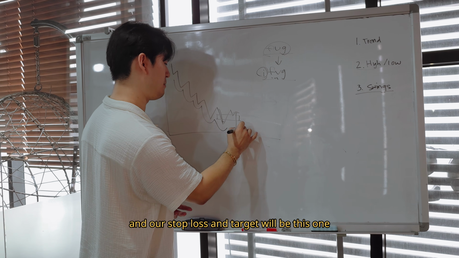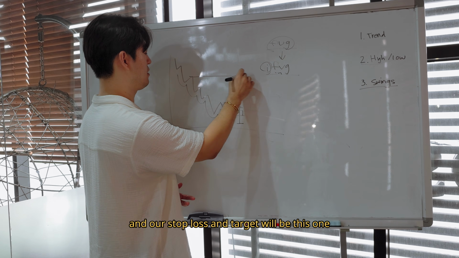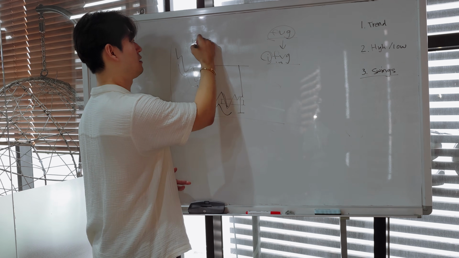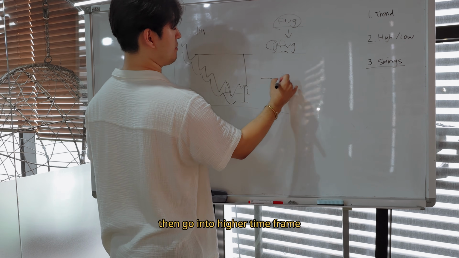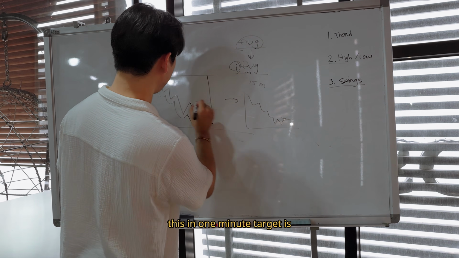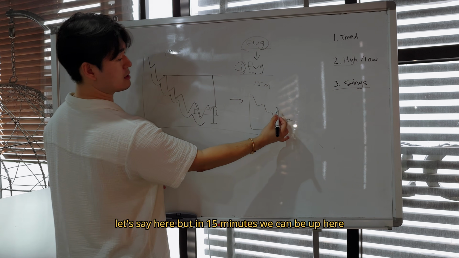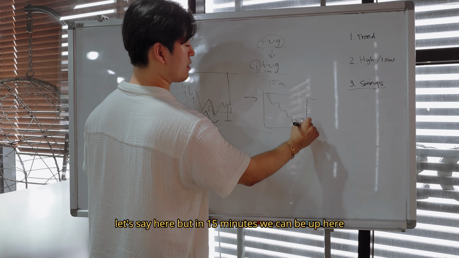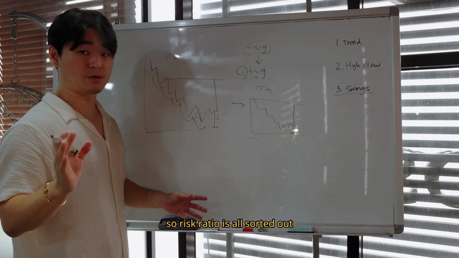And our stop loss and target will be this one, or in higher time frame, let's say this is 1 minute. Then go into higher time frame, let's say 15 minutes. This in 1 minute target is, let's say, here. But in 15 minutes can be up here. So risk ratio is all sorted out.